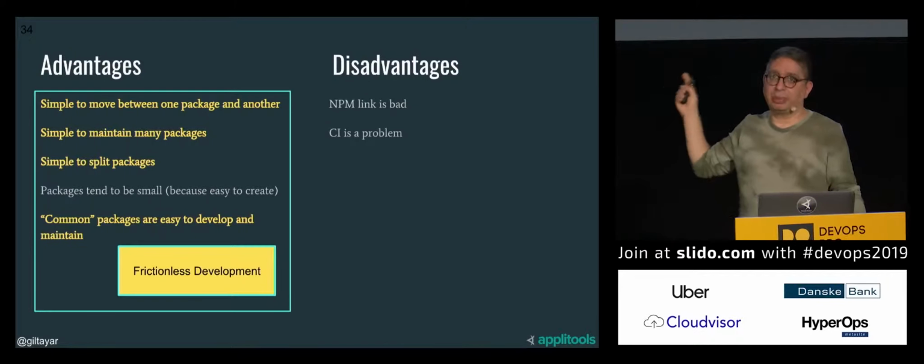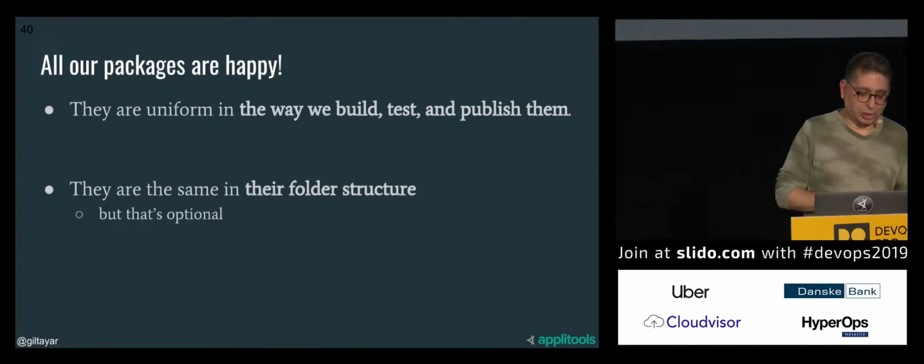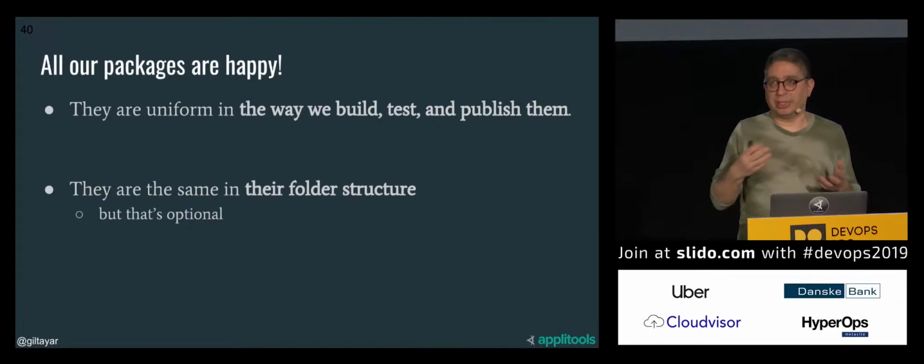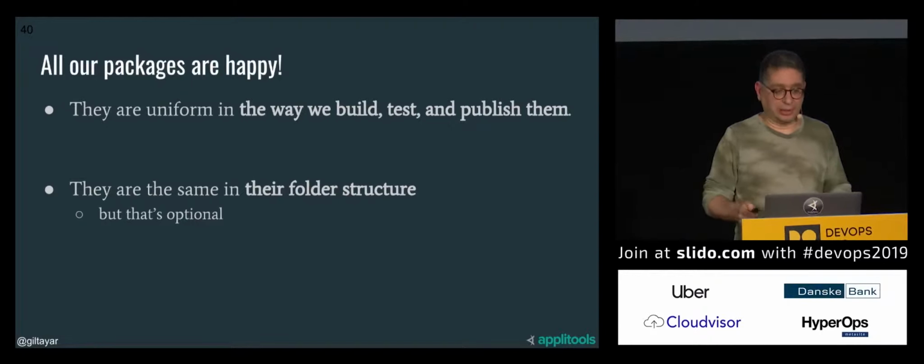I have another quote. All happy packages are alike. Each unhappy package is unhappy in its own way. And all our packages are very happy. They are uniform. They look very similar, and they are uniform in the way we build, test, and publish them. They are mostly the same in their folder structure. That's theoretically optional, but in practice, they are the same.